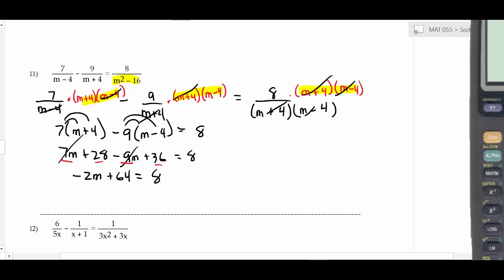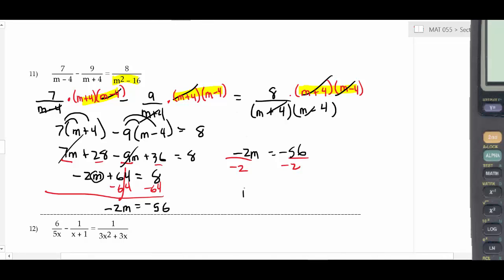Now you want to get m by itself, so you need to get rid of the 64. We're going to subtract 64 from both sides. That should leave us with negative 2m equals negative 56. Now you want to divide both sides by negative 2. The answer is positive 28. Half of 56 is 28, and 2 negatives divide to make a positive. So that's your answer to your problem.